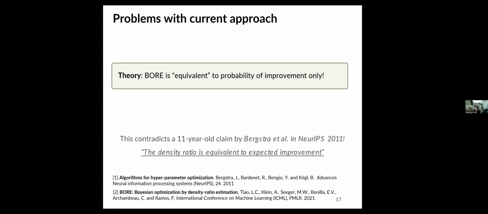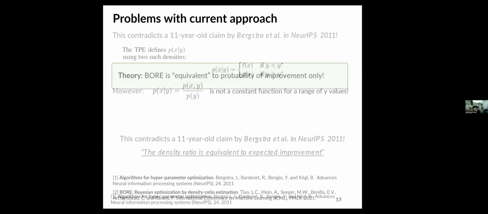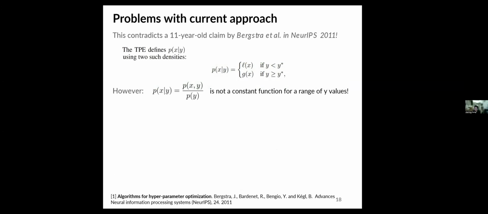Interestingly, BORE itself took this claim from another paper that is very famous right now. As far as I've seen, it has thousands of citations now, from NeurIPS 2011. Basically their claim was that the density ratio is equivalent to expected improvement, which is obviously not probability of improvement. So here is one slide to show where they might have oversimplified things a bit much.